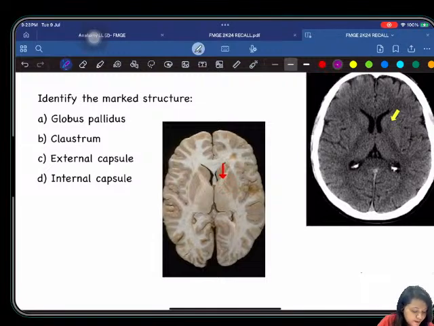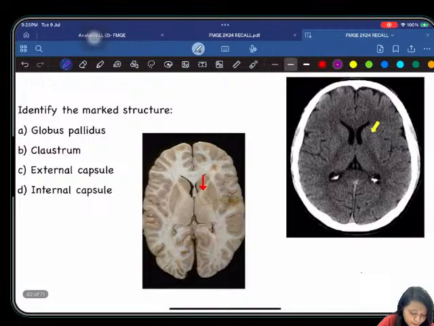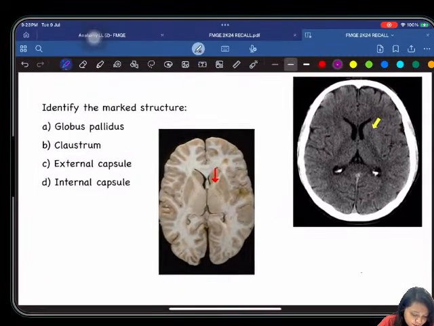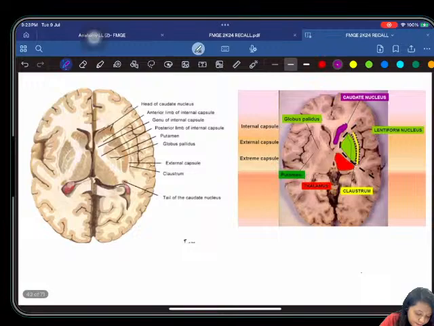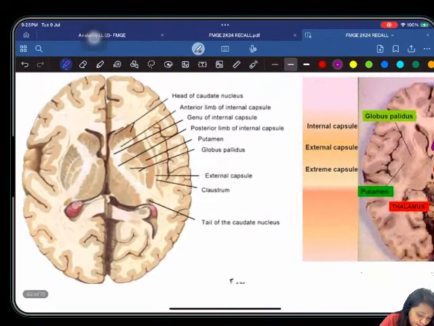So let us see the marked structure in the internal capsule. You can see here that they might ask you a CT scan, or they might give you a specimen. I don't know what came in your exam, whether it is a scan or a specimen, but let us attempt this answer. Before that, if you get a specimen, then this area is the internal capsule.